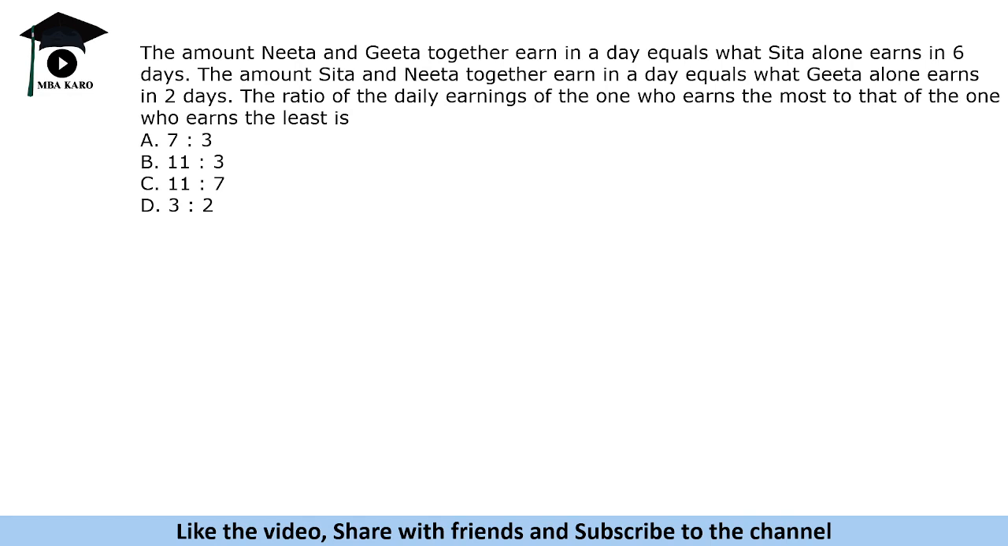Next question, the amount Neeta and Geeta together earn in a day equals what Sita alone earns in 6 days. The amount Sita and Neeta together earn in a day equals what Geeta alone earns in 2 days. We need to find the ratio of daily earnings of the one who earns the most to that of the one who earns the least. Okay, so let us do this. Neeta plus Geeta is equal to 6 times Sita. Okay, second thing is given to us, Sita plus Neeta is equal to twice Geeta.